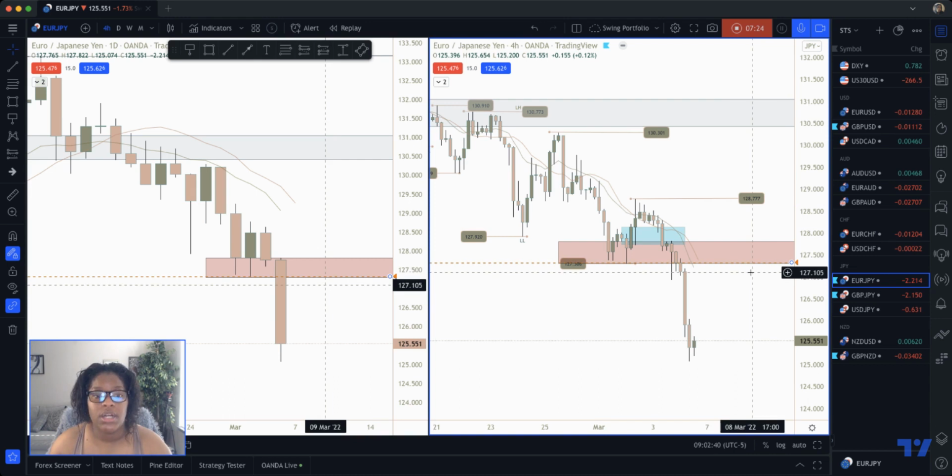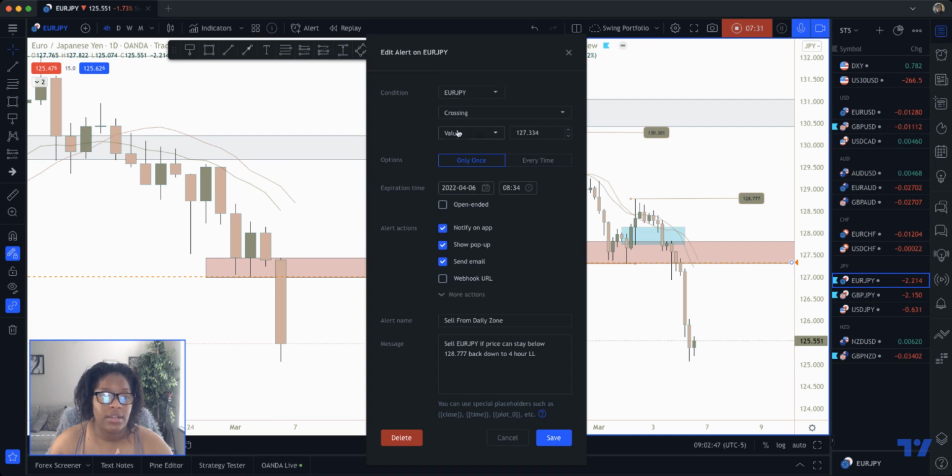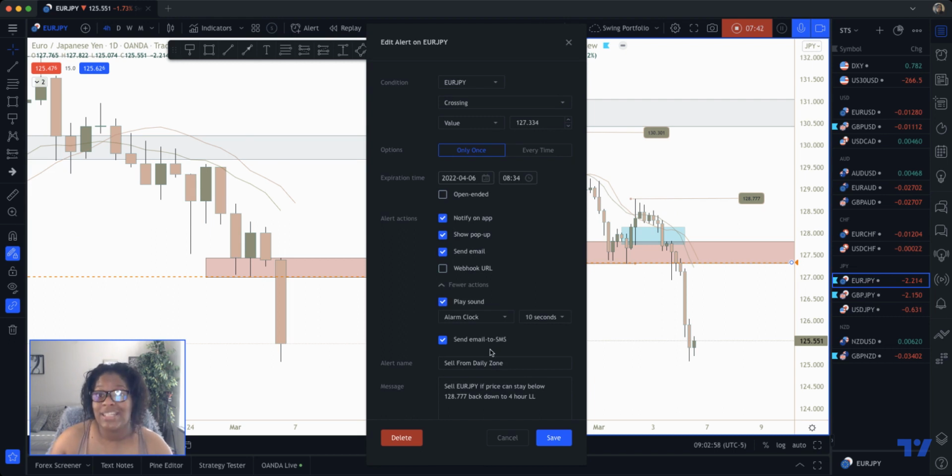You'll add an alert. And you're basically going to tell the alert what you want it to do. Like for me, this is my alert. It's EuroJPY. It's crossing. There's a value here. I want to be notified on the app. I want the pop-up to show on the screen. I want to be sent an email. And I even wanted to send to my phone.